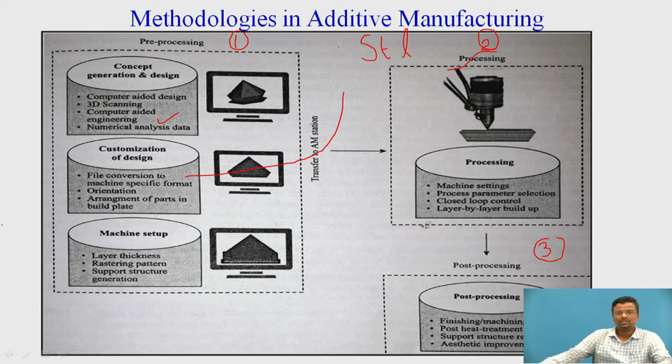Sometimes we have to provide the surface finish. We have to remove the support structure from the end product, and at the last, the aesthetic improvement is very much a necessity for the end product.